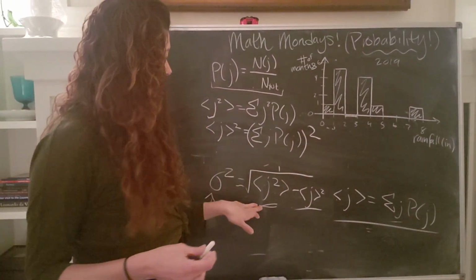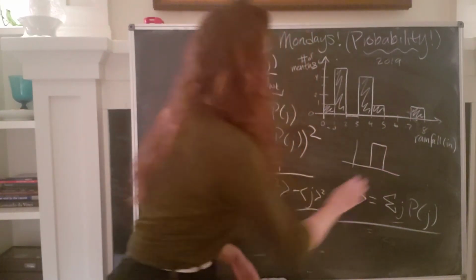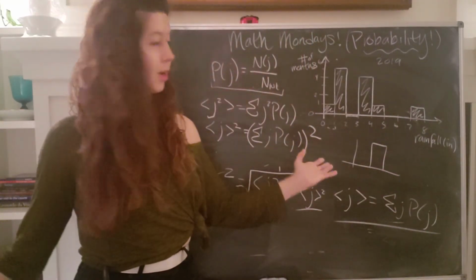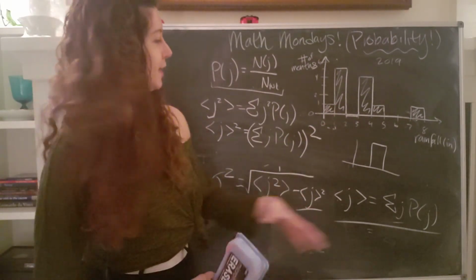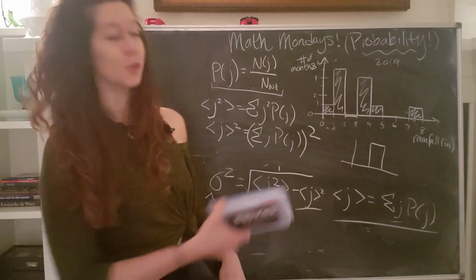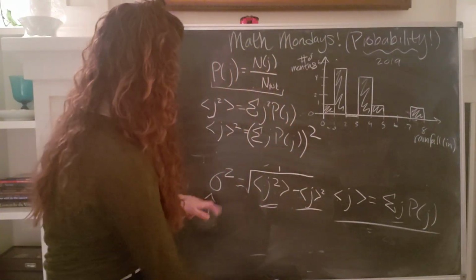If you end up getting 0, then it means that your data set looks like this. Done. There is no spread. Everything is the same. That's a boring data set. The real world very rarely, if ever, looks like that. So, this is the variance.